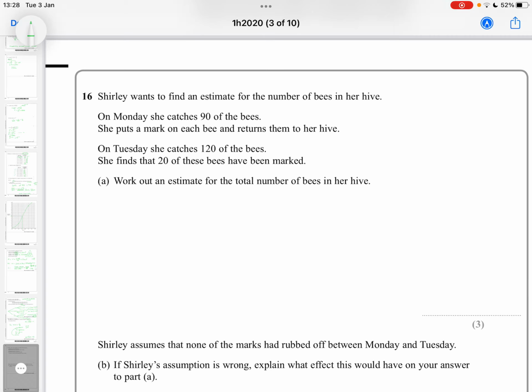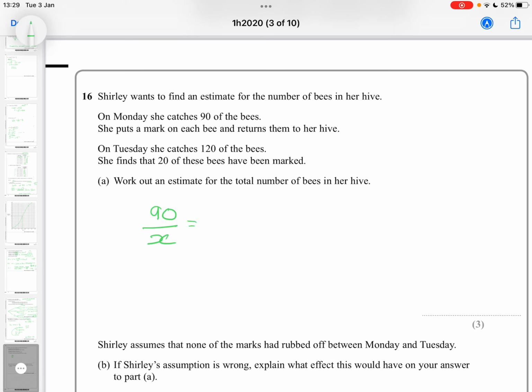Okay, so it says, on Monday, Shirley catches 80 bees. She puts a mark on them and then she returns them back out. On Tuesday, she catches 120 of the bees. She finds 20 of them still have a mark on. We need to work out the estimate for the total number of bees in the hive. So on Monday, she tags 90 of the bees out of the total population, and we don't know how many bees are there altogether.